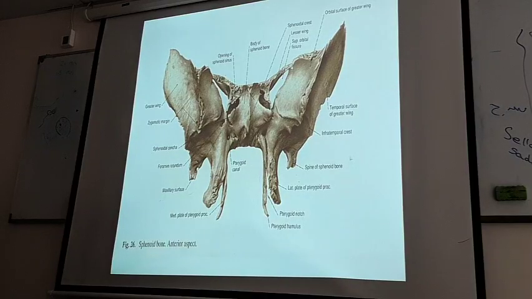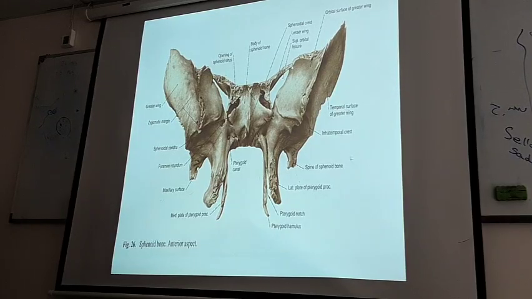Maybe I will ask you, in a person whose anterior surface of the sphenoid is fractured, which component is injured? In the multiple choice, maybe the concha, or the pterygoid process, or other things.